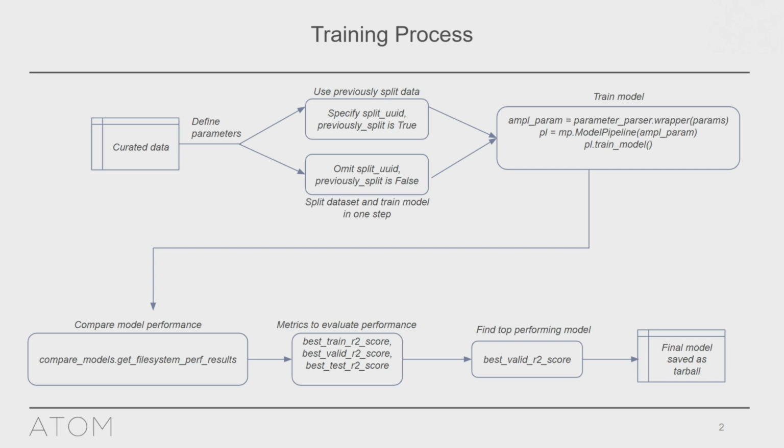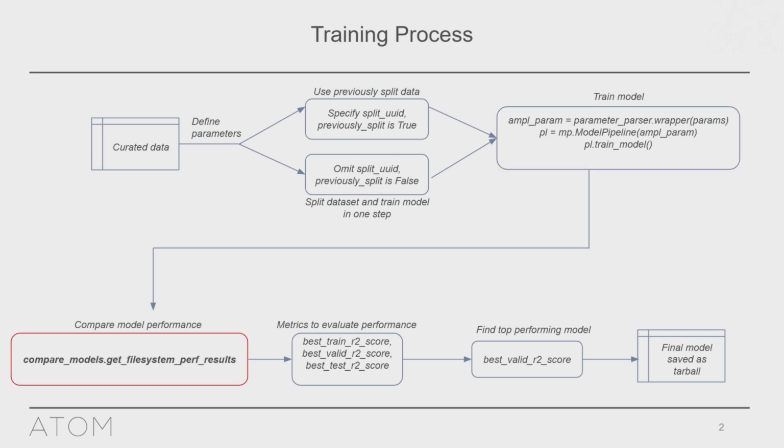First, let's take a look at a brief workflow for this process and introduce some important AMPL functions and classes. Using the previously curated SLC6A3 dataset from tutorial 1, we'll define some key parameters. Depending on whether we want to use previously split data or if we want to split the data and train the model in one step, we'll modify these parameters, split UUID and previously split. Elliot introduced the parser wrapper function in the previous tutorial, and we'll again use that to handle our parameters. Elliot also used a method in the model pipeline class to split the dataset. Now we'll use the method trainModel to fit a model to the train dataset.